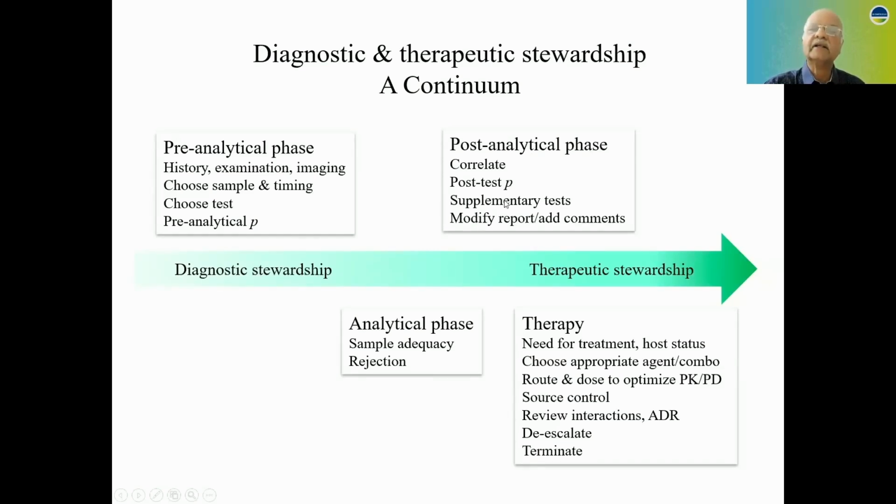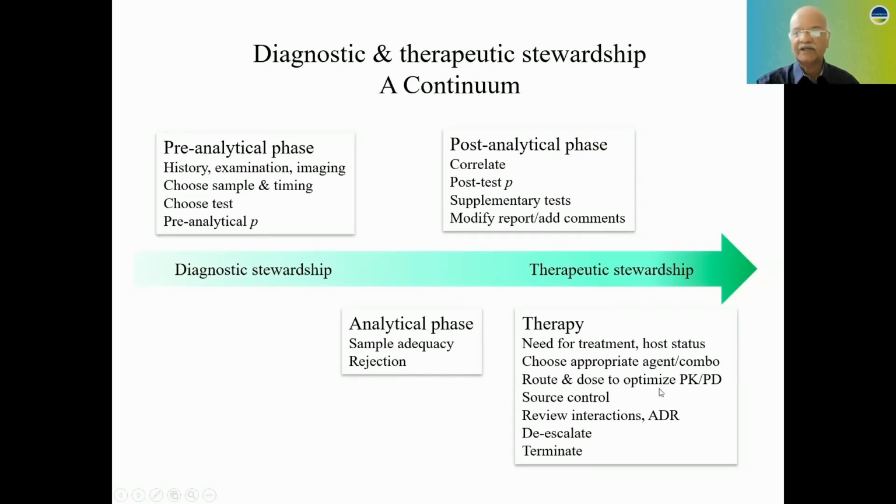And now we have something like a post-test probability based on what was there and what was found in the test. The microbiologist or the clinician or both could now order some supplementary tests depending on the result. And sometimes they may even have to modify a report as well as add comments. And then again, the ball is back in the court of the clinician. So he has now to decide about the therapy.